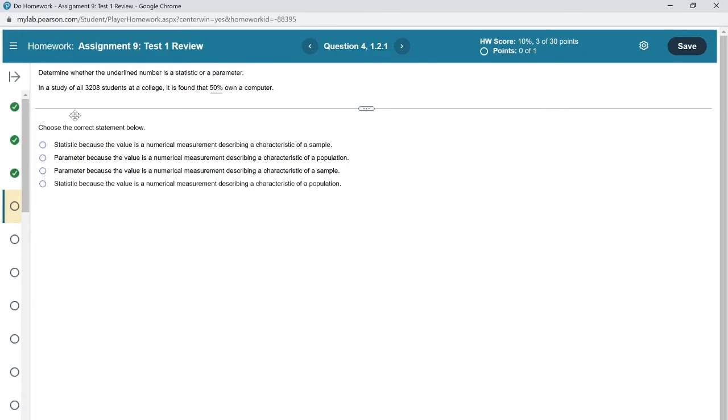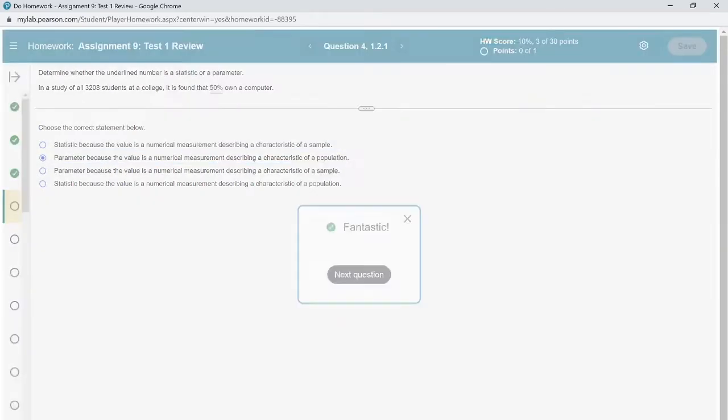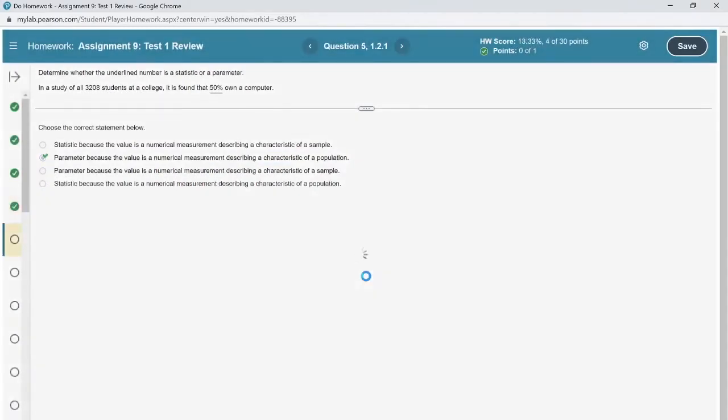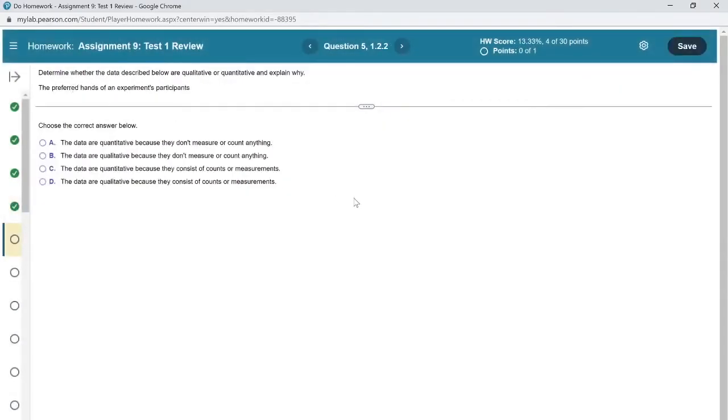Now read. It is found that 50% on a computer. Parameter because the value is a numerical measurement describing a characteristic of a population. Yes. Whenever it's about all, that means it's a parameter.